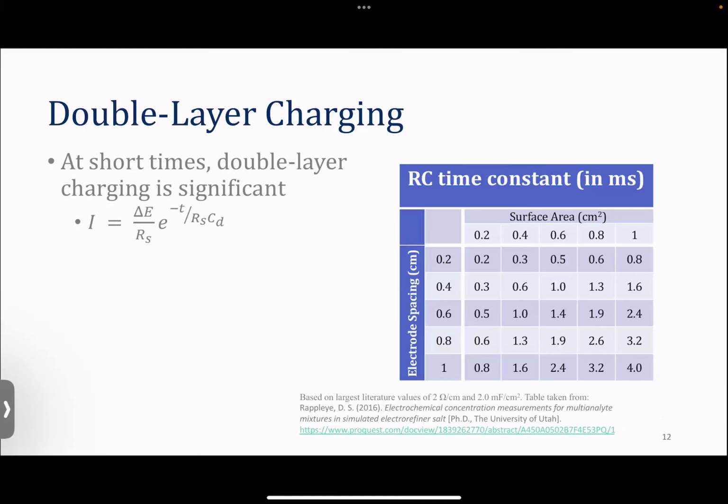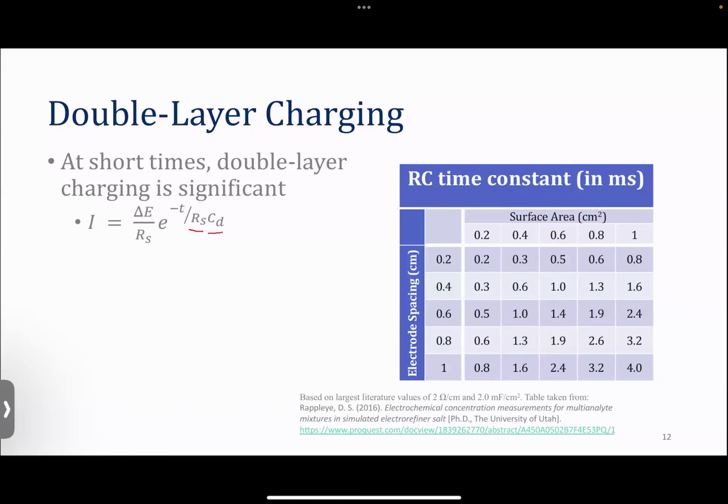And we learned about this in the overview, lesson 1. It has this exponential decay function, and how long it's significant is determined by what's called the RC time constant. That's our solution resistance and our double layer capacitance. The resistance is related to the electrode spacing. The wider my spacing between electrodes, the higher my resistance. The resistance is also related to surface area. The more surface area I have, the lower my resistance.